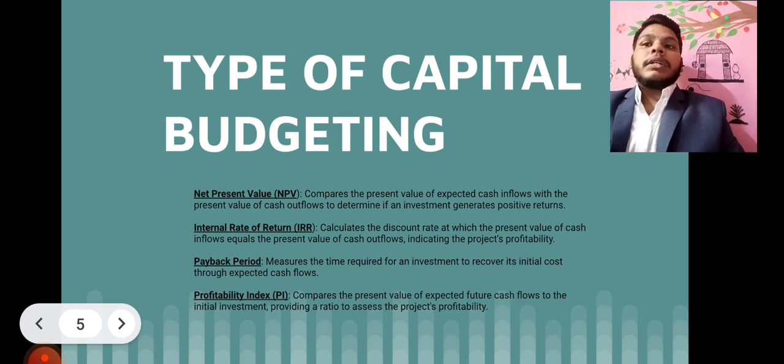Types of capital budgeting. There are four types of capital budgeting: net present value, internal rate of return, payback period, and profitability index. Let's see what is net present value.